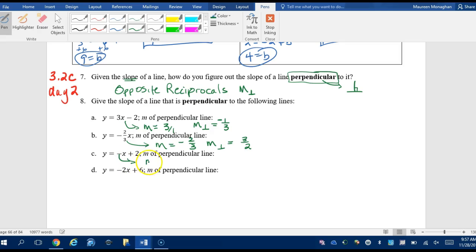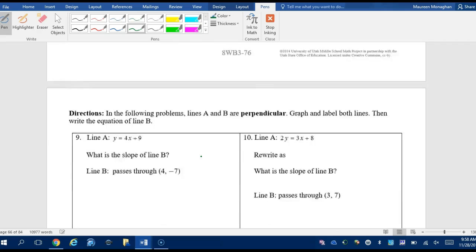The slope of this line is -1. I'll put it -1 over 1. The perpendicular slope is flip it. You still get 1 over 1, negative to positive. Okay. The slope of this line is -2 over 1. The slope of a perpendicular line is flip it, 1 over 2, negative to positive. So notice these are always opposite. One's positive, one's negative. That's perpendicular lines.